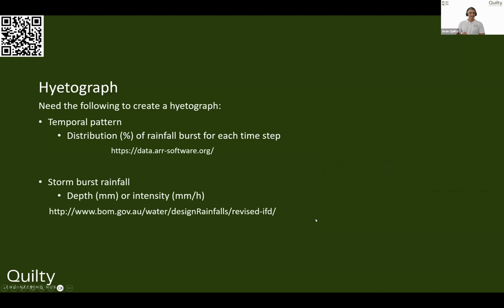So if you want to create a hyetograph, you need two things. First, you need a temporal pattern. So that was the percentage distribution of rainfall for a particular design storm. And then you need to multiply the temporal pattern or the distribution by a storm burst rainfall. So that's where you get the rainfall depth from, say, the BOM website. And then you multiply the two, and that will give you your hyetograph.